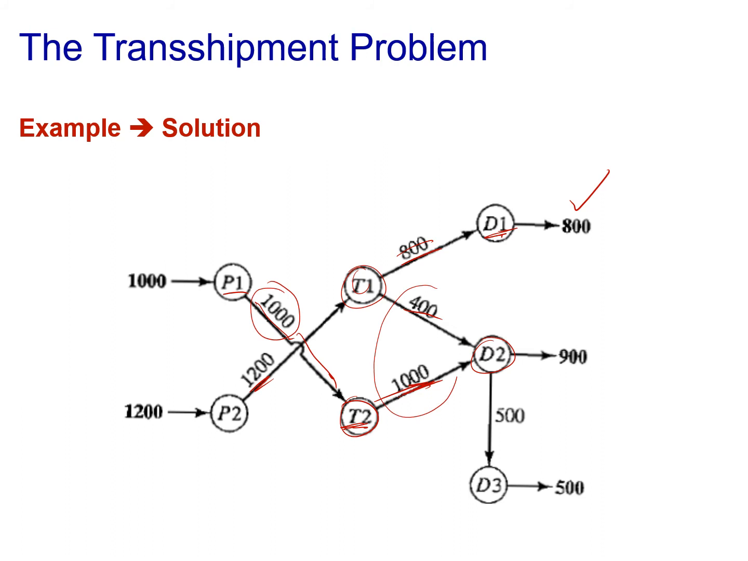So D2 receives 1400. 900 of this is used to satisfy its own demand, and this 500 is sent to the third demand point, D3, and it will be used to satisfy its demand. So this is the optimal solution that we obtain by using the transportation simplex method.